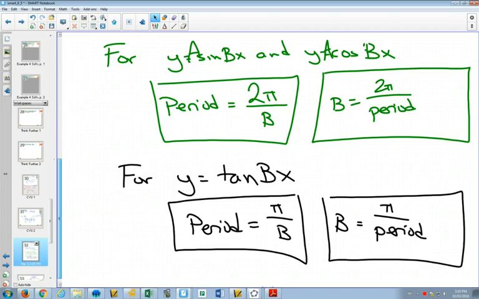Did I give you questions for this one? 3, C, and D.